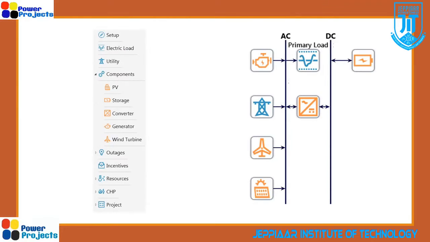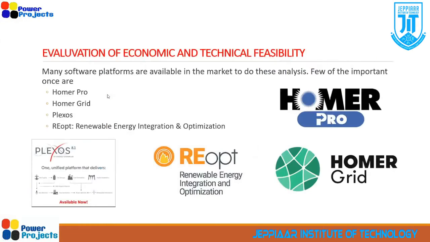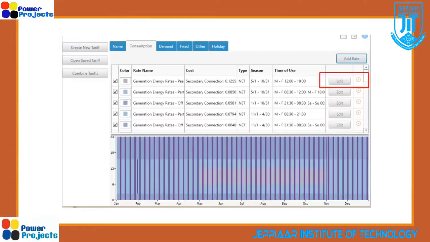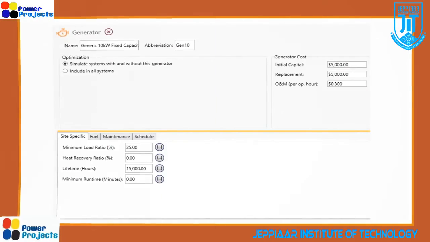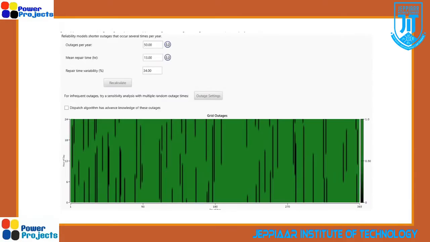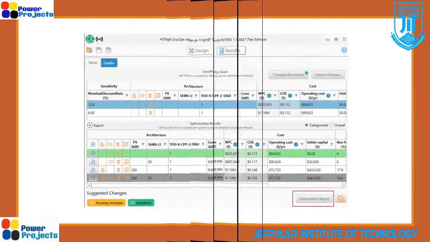So what are the equipment which you can model? Here are some equipment which you can model, like the loads, utility, that is a grid, and components like PV, storage, converter, wind turbines. These are some snaps from the various software. But these software are purely for energy storage, and it is for economic evaluation. It is not for technical feasibility, right? So these are some modeling which I will take up in the simulation software itself. I don't want to waste the time here in the slides.